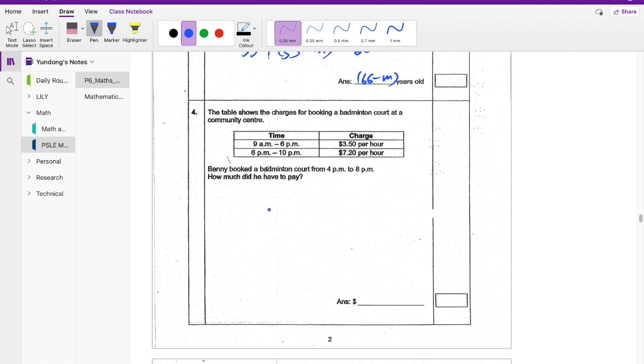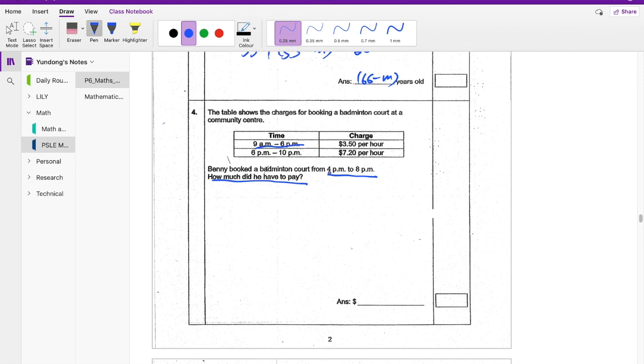Question 6. The table shows the charges for booking a badminton court at the community center. We see here that at different times you will have different charges. It's very common because normally after 6 o'clock is a busy hour, so the price will be higher. Benny booked the badminton court from 4 to 8. How much did he pay?